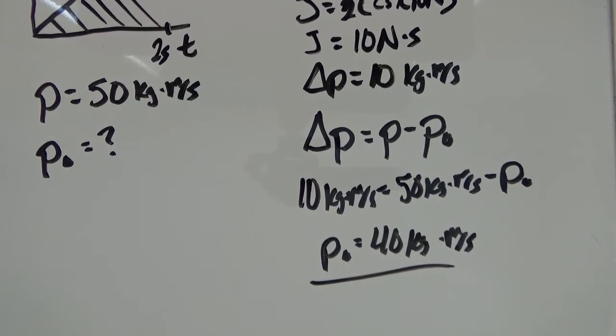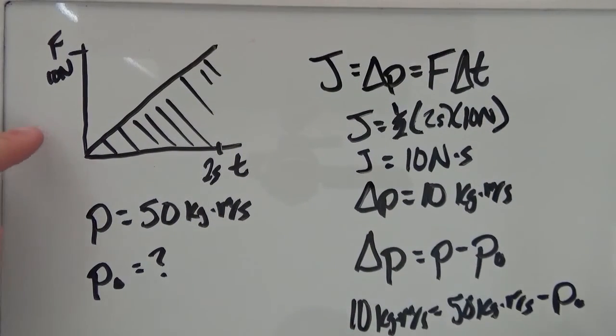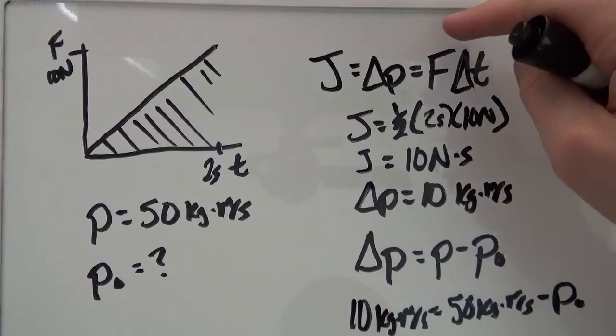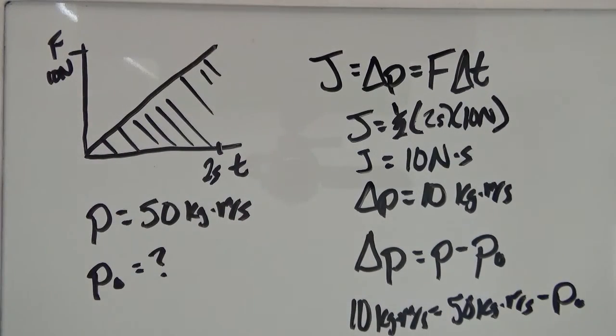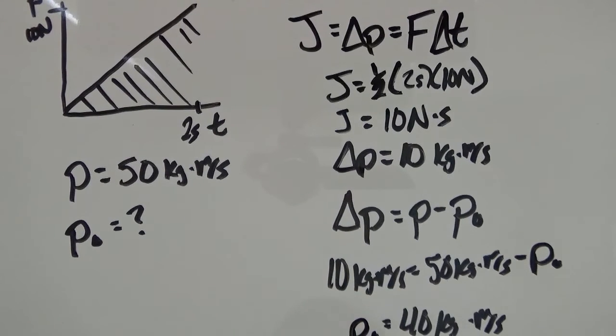Great. So that's how the graphs work. If you see a force times time graph or a force by time graph, that's usually your clue that it's an impulse problem, and you're going to have to find the area under the curve, because the area is how we do force times time, right? Area is force times time. Yeah, so that's impulse problems. Pretty straightforward. Impulse is just a change in momentum.